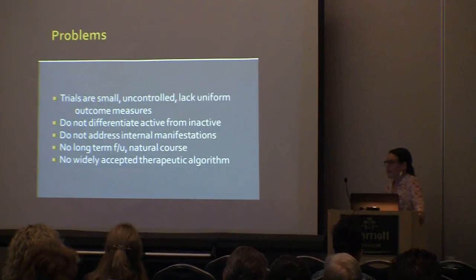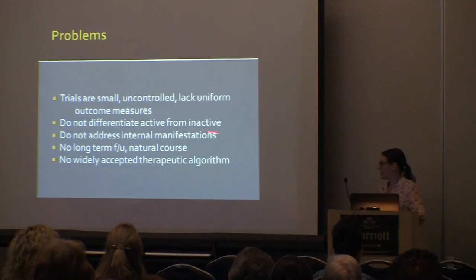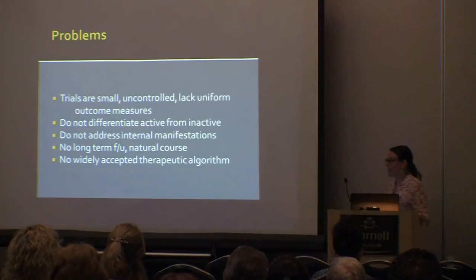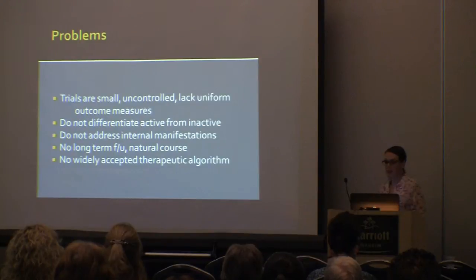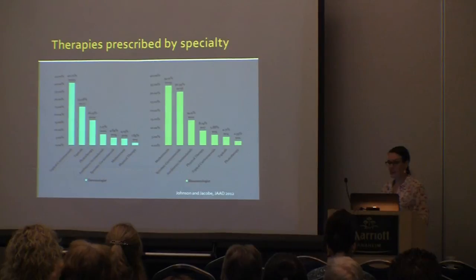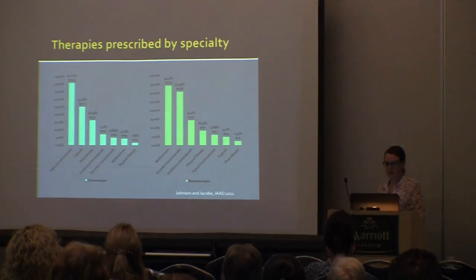So, also, most of the older studies don't differentiate active from inactive morphea, and we don't really know much about the ideal treatments for the uveitis and the inflammatory joint disease. And most treatments, we don't have long-term follow-up in, and until recently, we didn't know much about the natural course of the disease. So the bottom line is there's really no widely accepted therapeutic algorithm for people with morphea. And so what you see is huge variation depending on who you see, what type of doctor they are, and what their experience with morphea is.